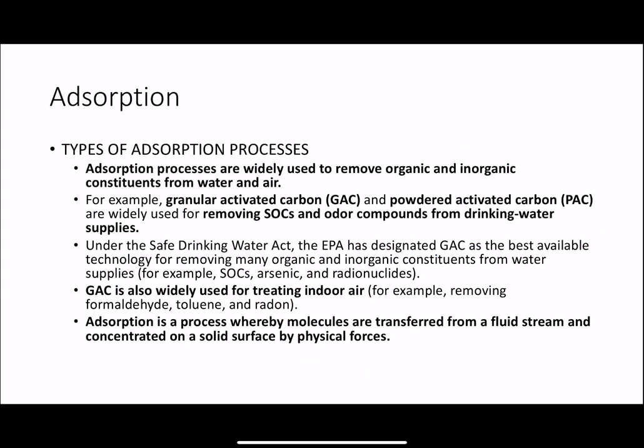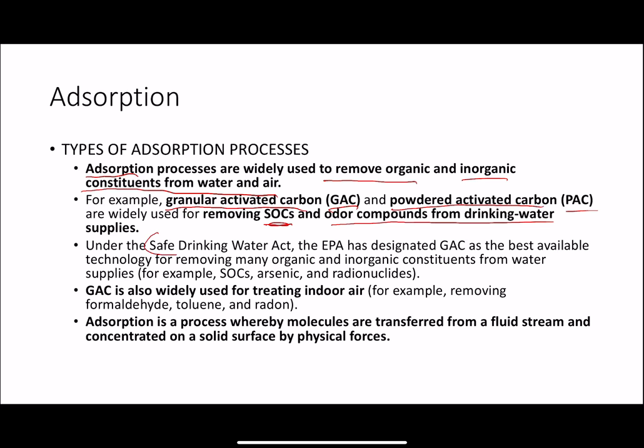The next process is adsorption. What are the types of adsorption available for us? First of all, before we go to this, we need to know the definition of adsorption. It is to remove organic and inorganic materials from water and air. For example, granule activated carbon and powdered activated carbon are widely used to remove synthetic organic carbon, and of course, also to remove odor compounds from drinking water supplies.